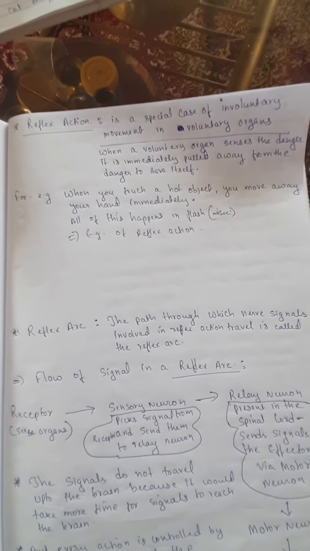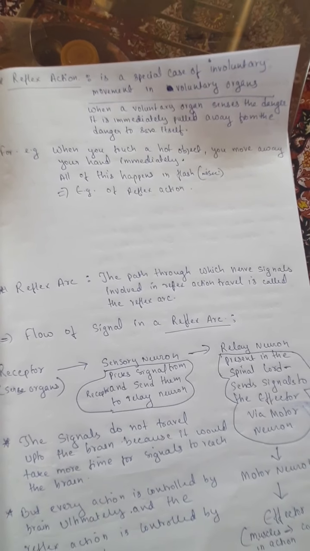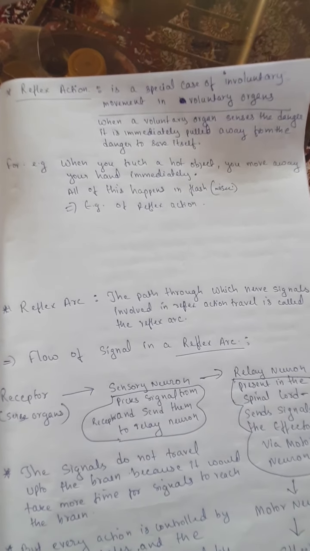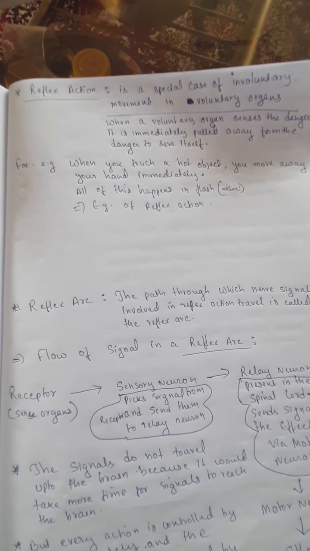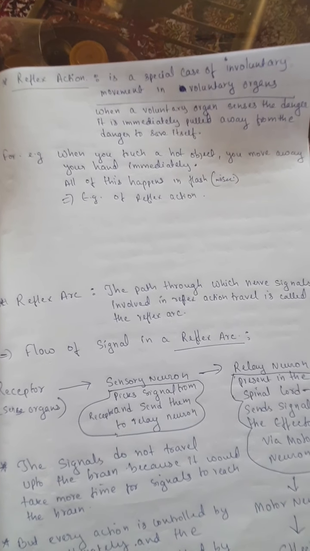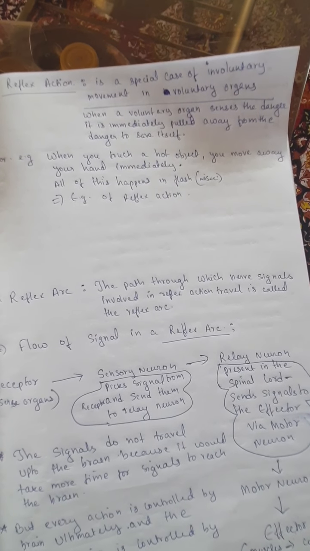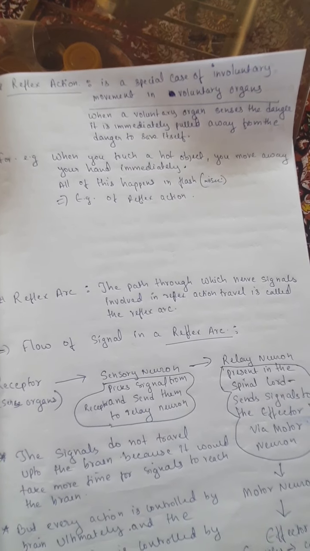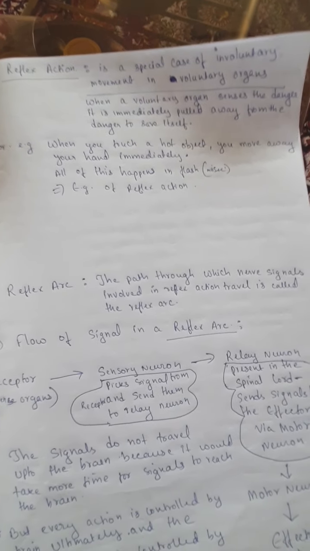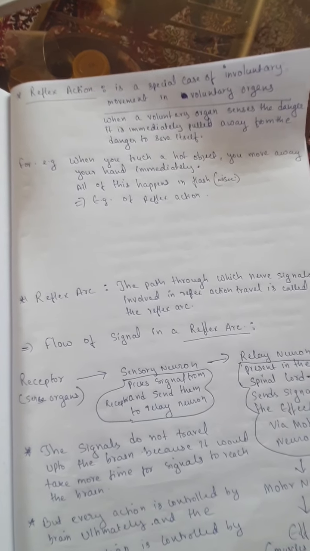Next topic is reflex action. What is reflex action? Reflex action is a special case of involuntary movement in voluntary organs. I think you know about the terms involuntary and voluntary. Involuntary means without our wish, voluntary means with our wish. When a voluntary organ senses danger, it is immediately pulled away from the danger to save itself. It is a very fast action, a very quick response to the environment.